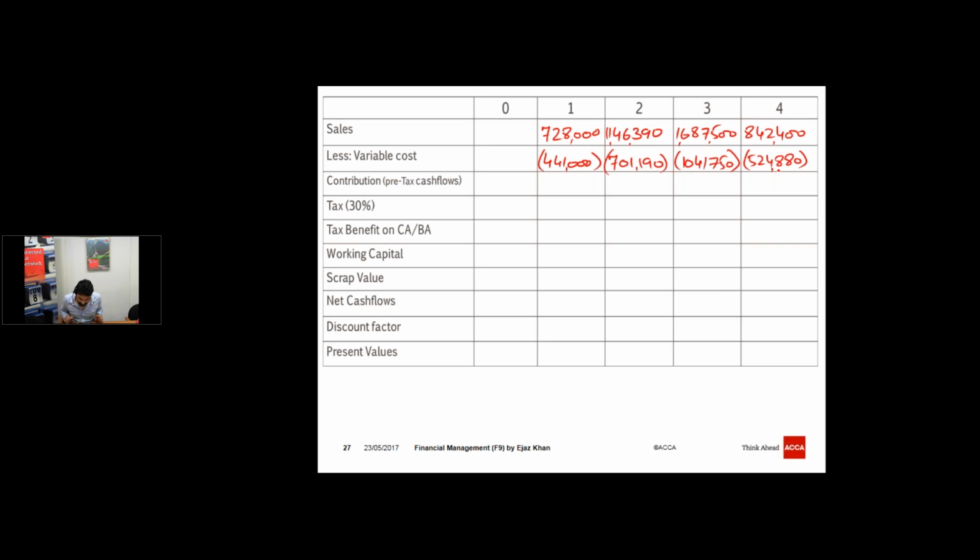Okay, since we don't have fixed costs in this project, we'll just net off these figures to get pre-tax cash flows, because there are no other cash flows that will affect the taxation at the moment. So we'll just subtract this variable cost from the sales. And can anyone help me in doing it? Or should I take my own calculator?